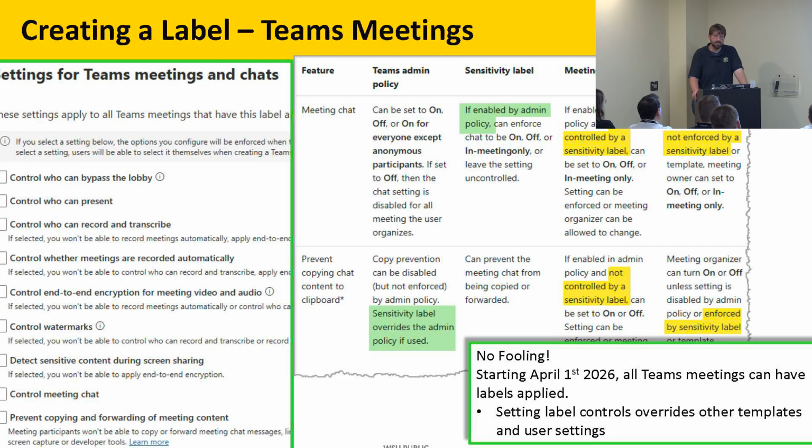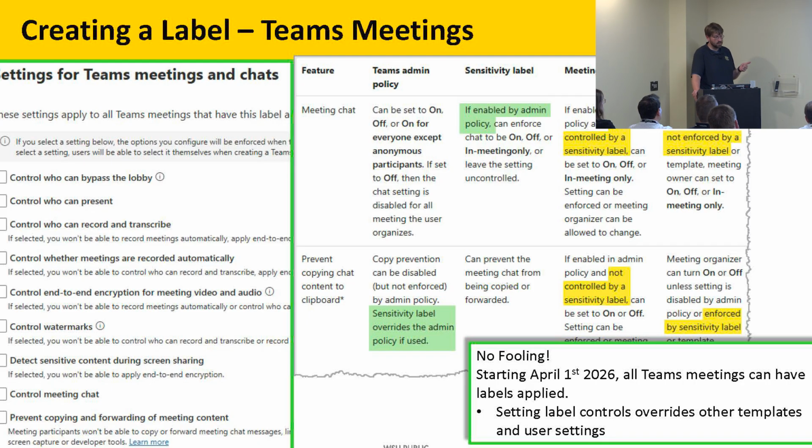And starting on April 1st, all Teams meetings can have labels on them. It used to just be Teams Premium. That just changed. So now any meeting can have a label. If you choose to control your meetings with these, just be aware you're overriding what a user can do.